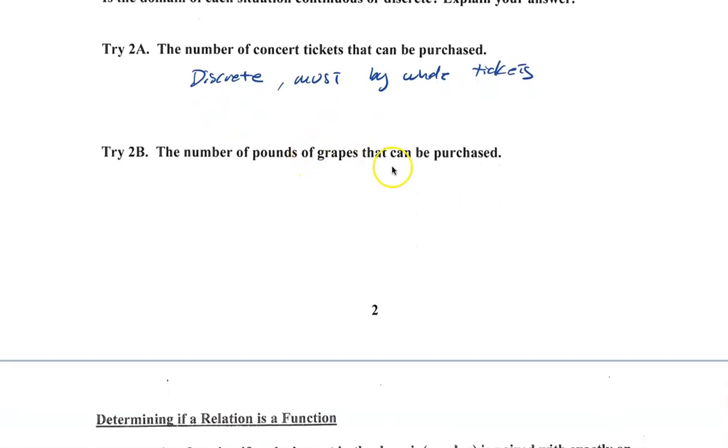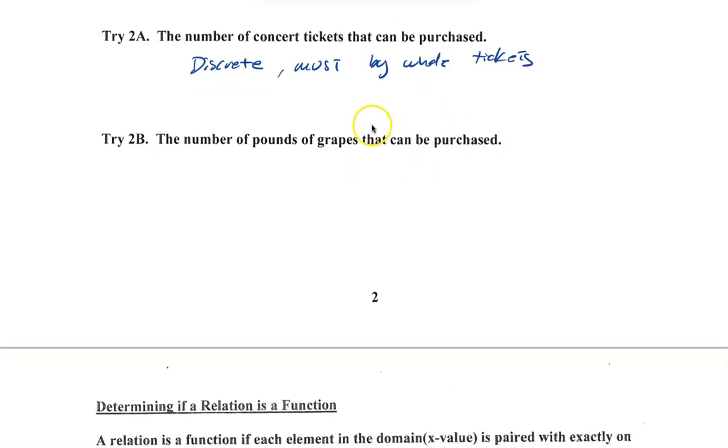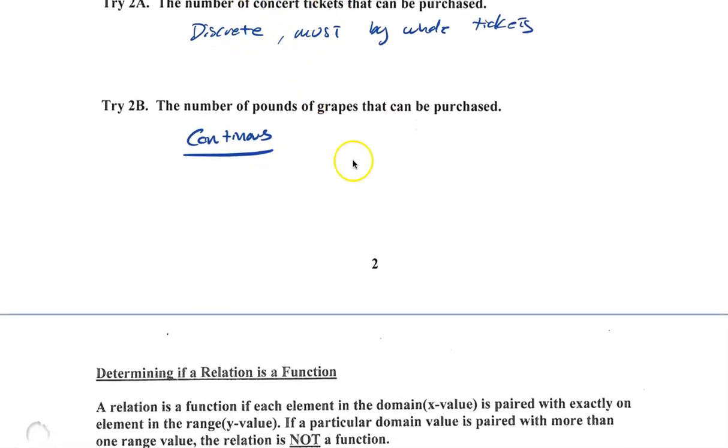Next one, the number of pounds of grapes that can be purchased. So when you buy grapes, you don't pay for each individual grape. It's like they say, the number of pounds of grapes you're buying. So this would be continuous. Again, we're talking about the pounds of grapes. That's something we can measure. They're not just counting grapes in general, which would be discrete. The pounds of grapes.